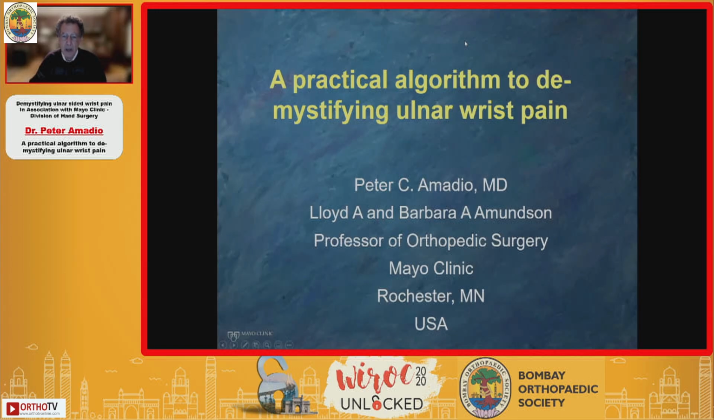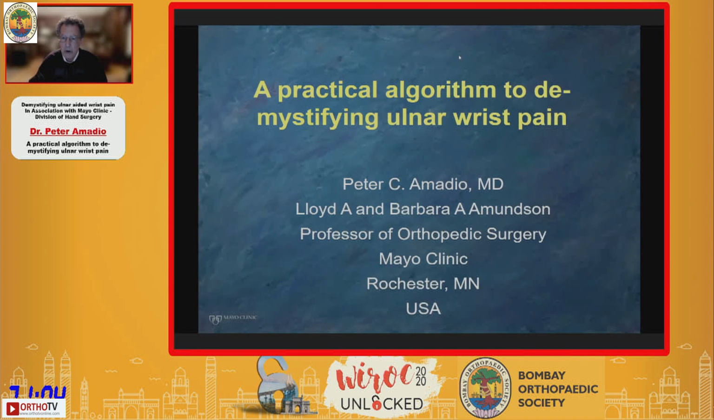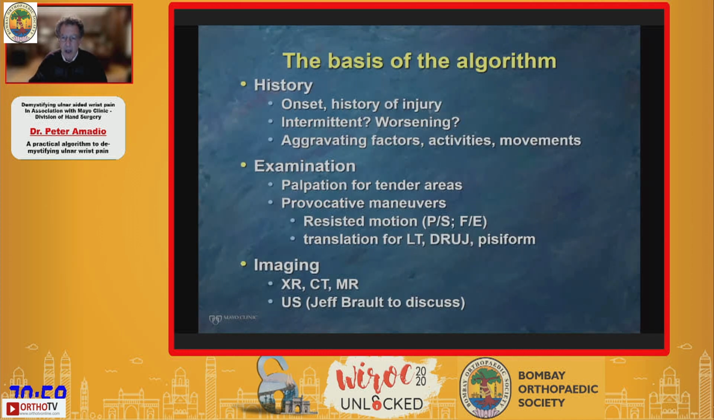So I'm going to talk a little bit about an algorithm to demystify, if you will, ulnar wrist pain. And of course, this is always considered to be kind of a black box, I guess, in the wrist. But I think it's really pretty simple to approach. It's just like anything. And as Dick mentioned, if you have some basic understanding of the anatomy, it helps quite a bit. So the basis of the algorithm, there are three things really: the history, the physical examination, and imaging.